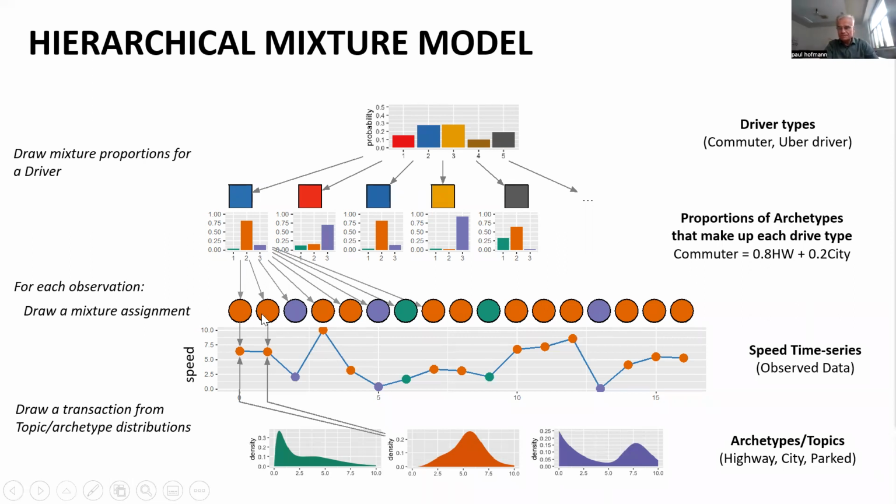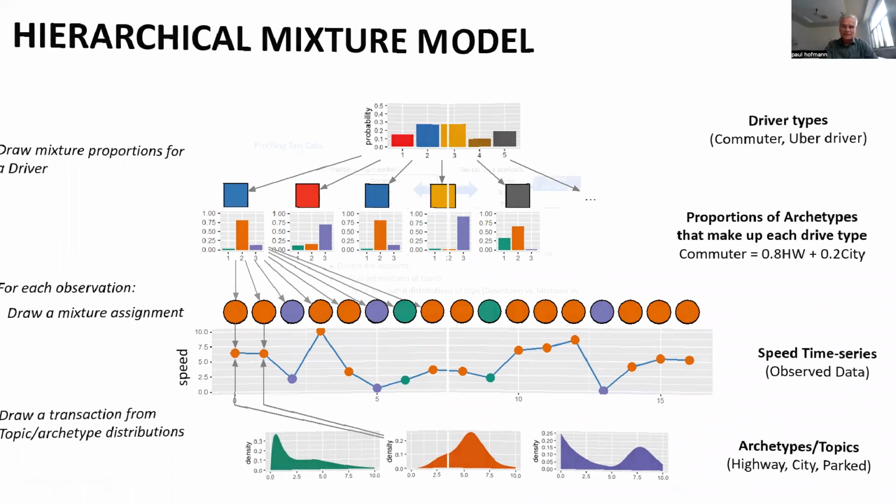You observe here, you have your distributions here, and you mix them in a certain way, and the mixtures you observe, and then you have a speed, and this gives you archetypes of the highway, the city. If the car is parked, of course, you have very little speed, and then you can profile the drivers. Are you a commuter? Are you a professional driver or not?